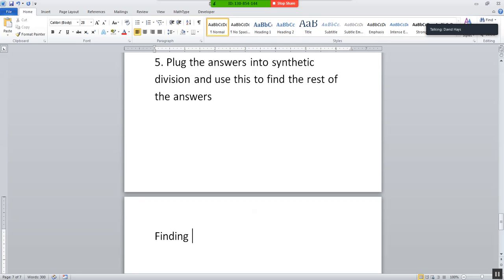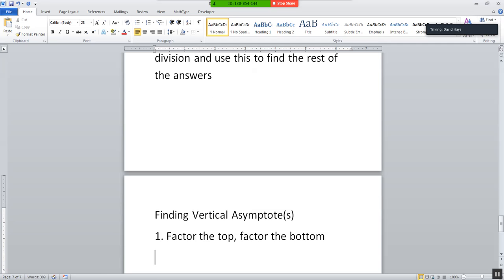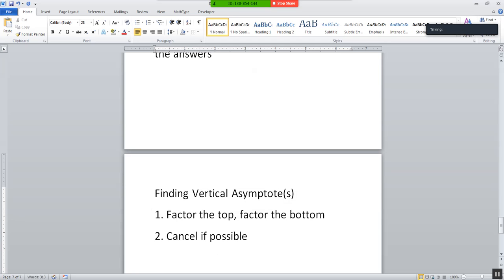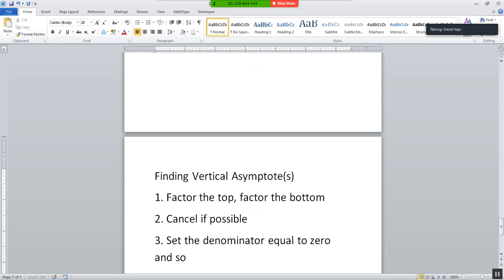Now finding vertical asymptotes. Step 1, factor the top, factor the bottom. Step 2, cancel if possible. Step 3, set the denominator equal to 0 and solve.